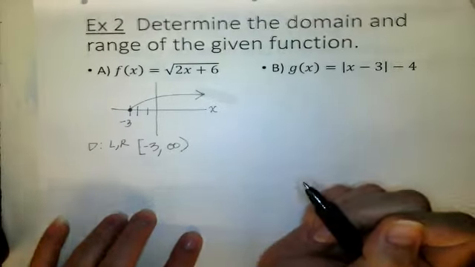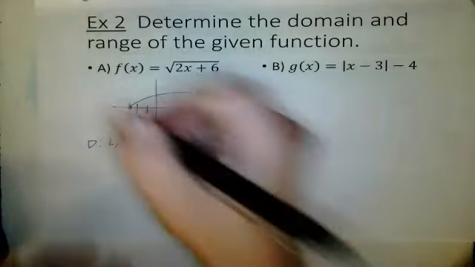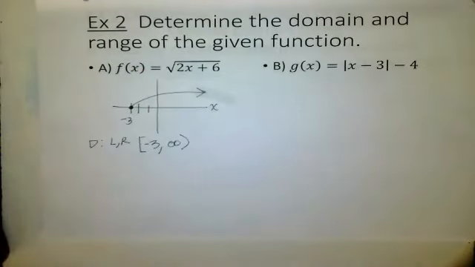Why do I use a bracket at -3? Because it stops there. Exactly, it includes -3. It's an actual point, -3, 0. It is actually there. Okay, good.